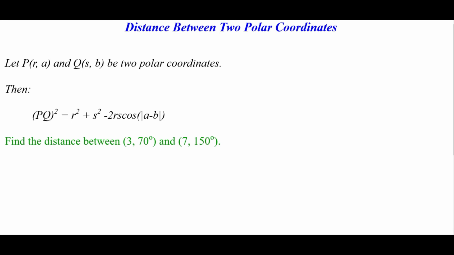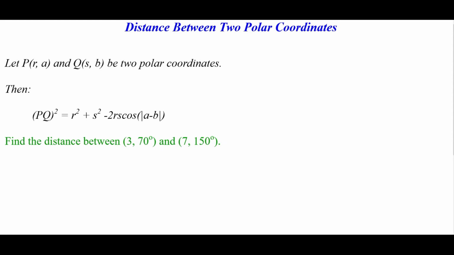Okay, also we're going to look at here finally the distance between two polar coordinates. So if we have 2 points P and Q, which are defined by r, a and s, b, the distance between them can be found by using a variation on the law of cosines formula. So the distance between them squared is equal to r squared plus s squared. So those are the r values from each of the points, minus 2 times rs cosine of the difference between the two angle measures.